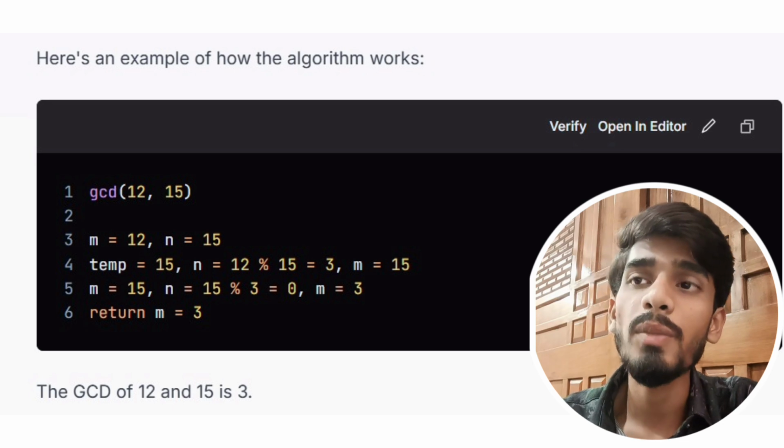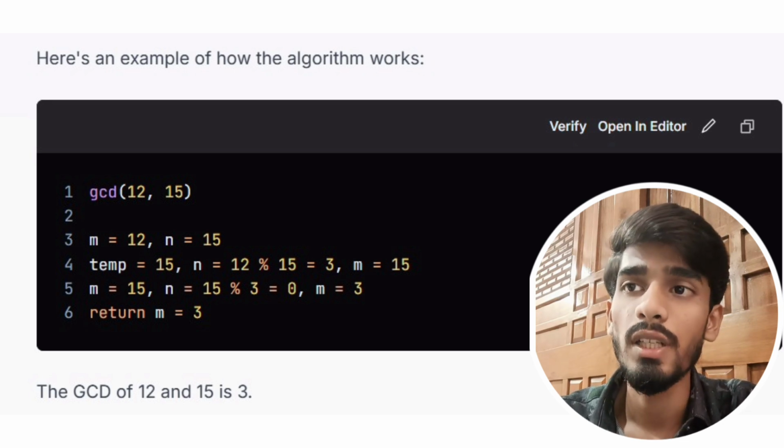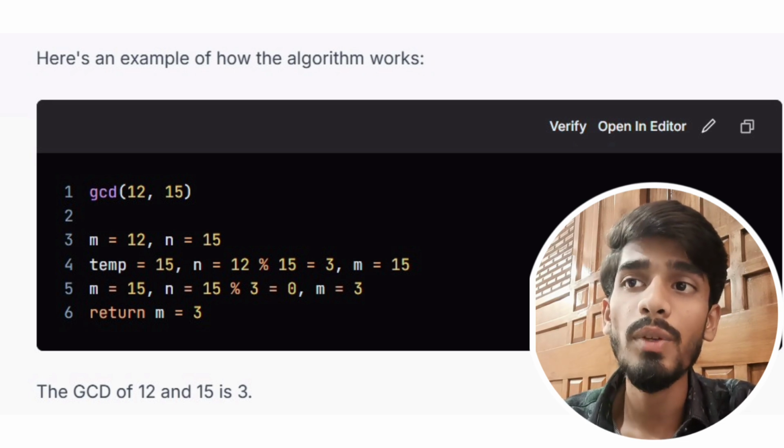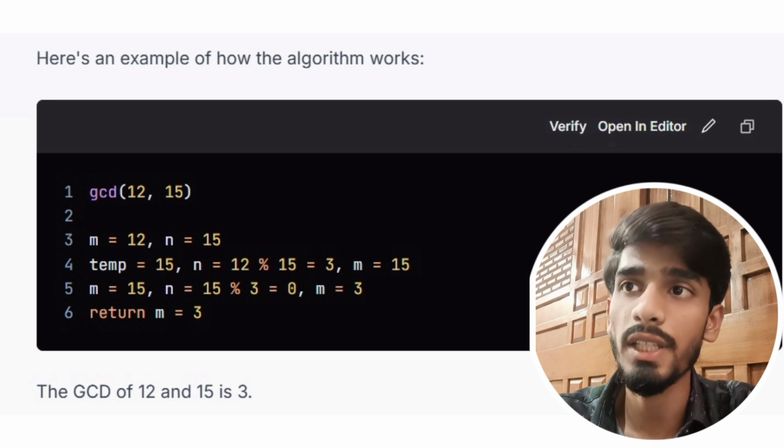Let us take an example of 12 and 15. In this, the GCD of 12 and 15, we will take 12 and 15, GCD we will get 3.